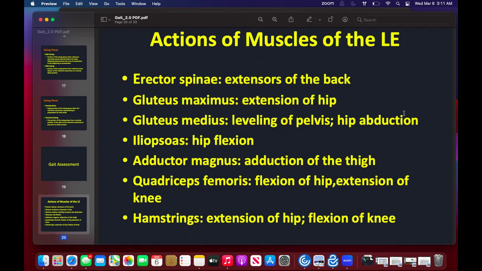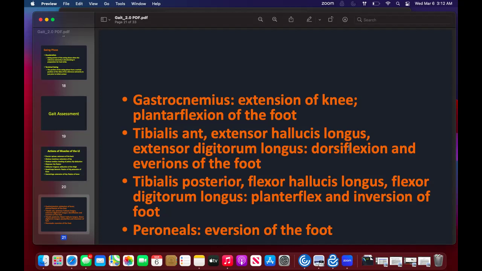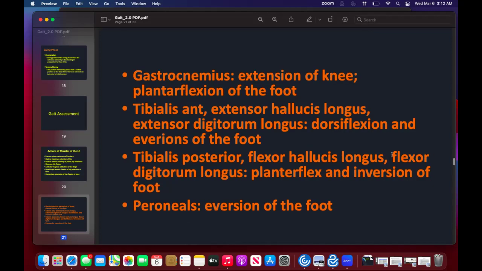So some actions of the muscles of the lower extremity that are activated. You have your erector spinae, extension of the hip, glute max, extension of the hip, glute med, leveling of the pelvis, hip abduction, iliopsoas, hip flexion, adductor magnus, adduction of the hip, quadriceps femoris, flexion of the hip, extension of the knee, and hamstrings is going to be extension of the hip and flexion of the knee. Okay. Moving on down, you have your gastroc, right, which is going to do flexion of the knee, plantar flexion of the foot. You're most often going to be looking at plantar flexion for the gastroc. That is what's going to be the prime mover.